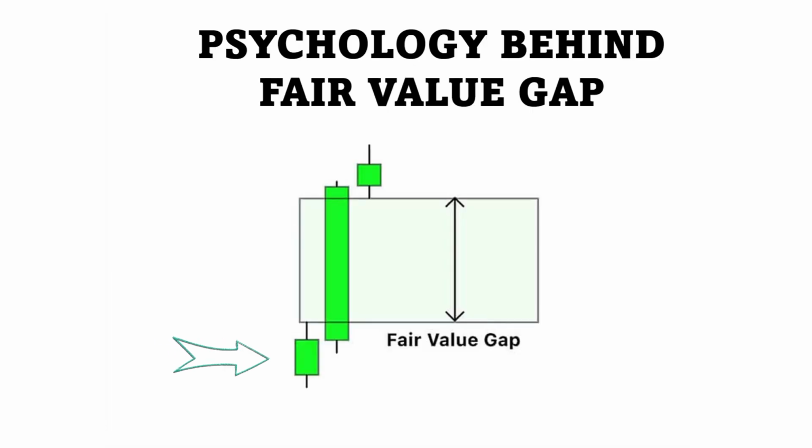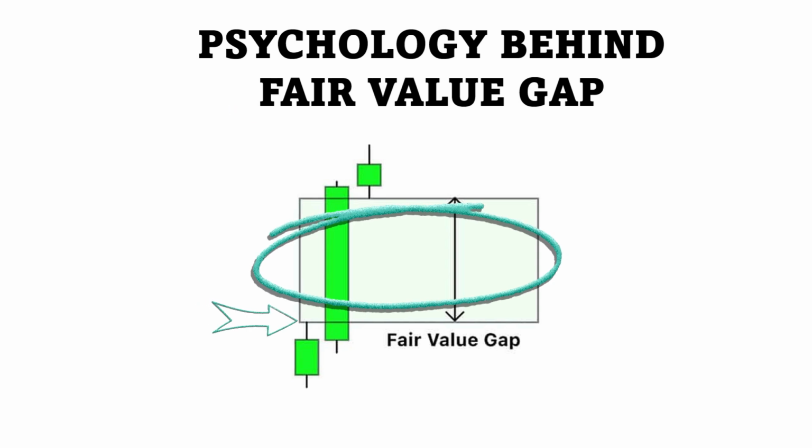Let us see how a fair value gap looks like. A fair value gap is created with three candles. Candle number one can be a bearish or a bullish candle. But candle number two has to be a pure bullish candle. And candle number three also should be a bullish candle. There should be a gap between the high of candle number one and the low of candle number three.